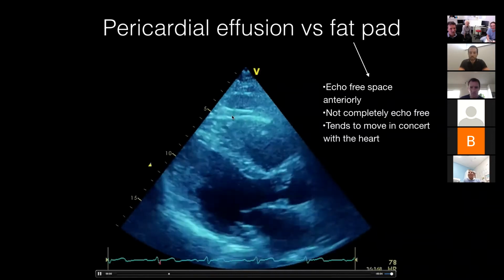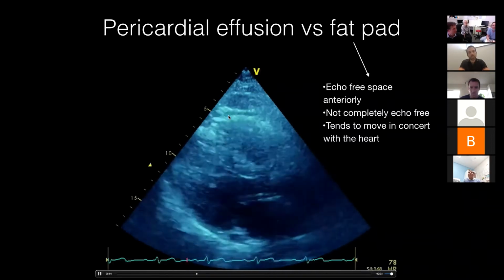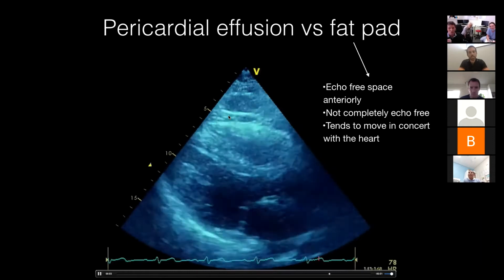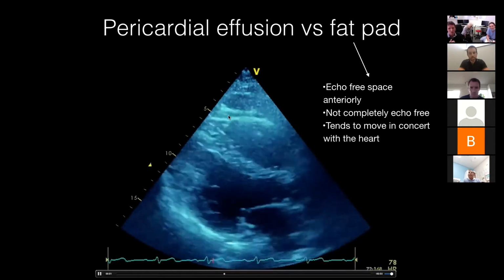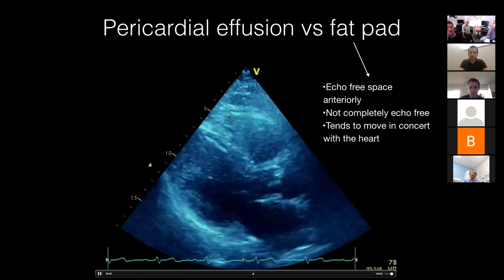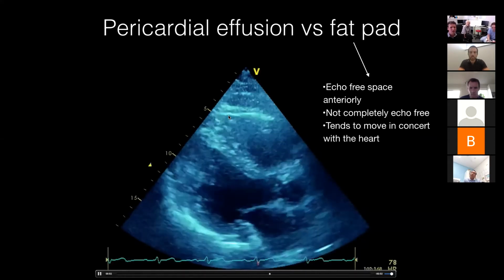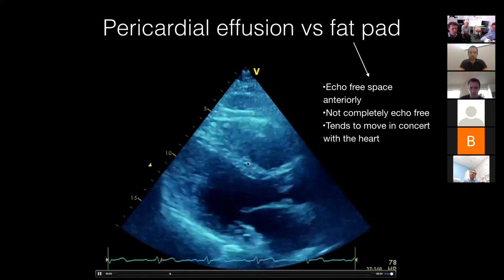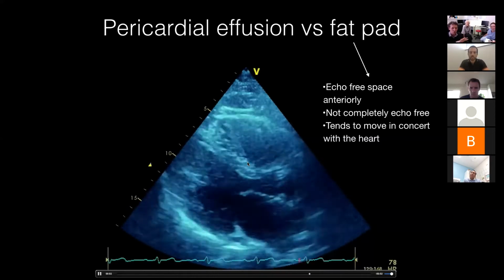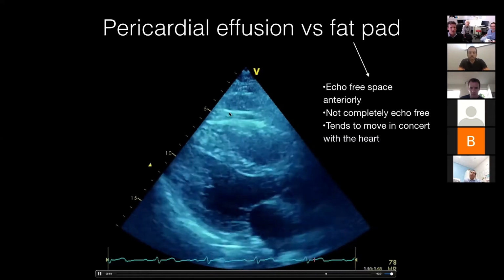Yeah, so we got that echo-free space anteriorly, but it's not echo-free, right? It's got debris in it. And sometimes you can get debris in it, particularly if it's sort of inflammatory, a transudate or an exudate kind of picture, or if it's got blood in it, it can be not completely echo-free. But can I persuade you that the echo-free parts sort of move with that RV free wall? And that's where you get the idea that it's fat.